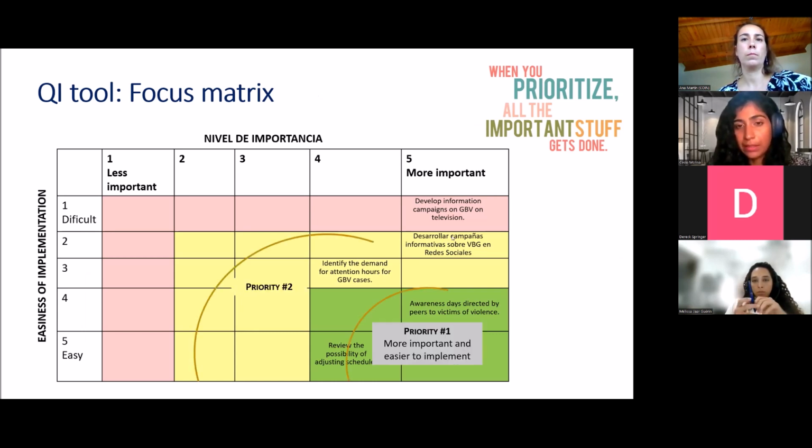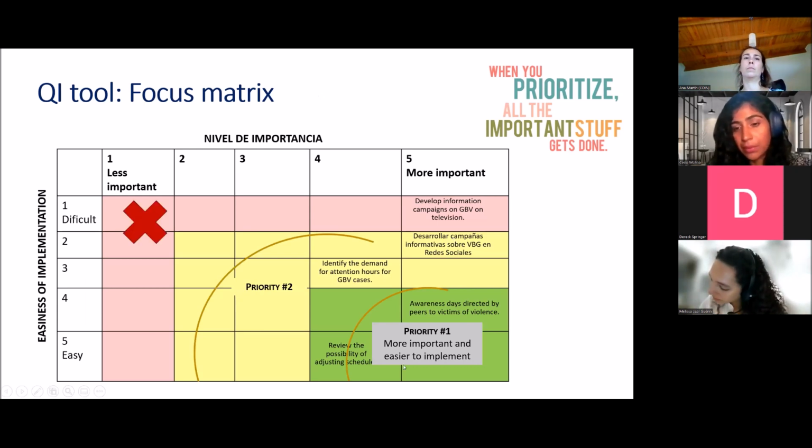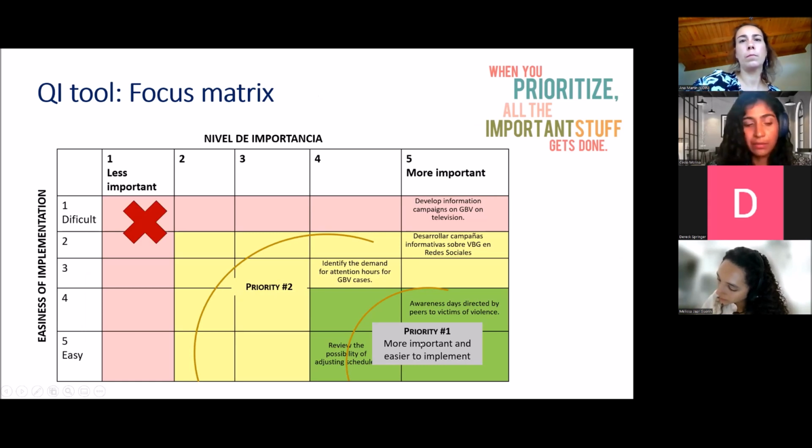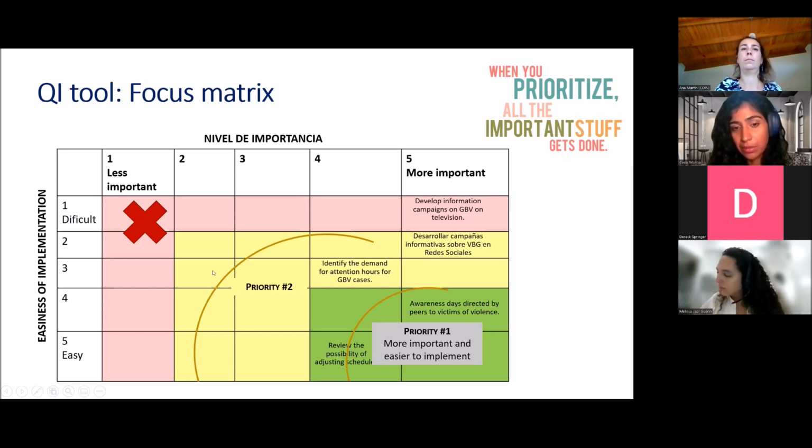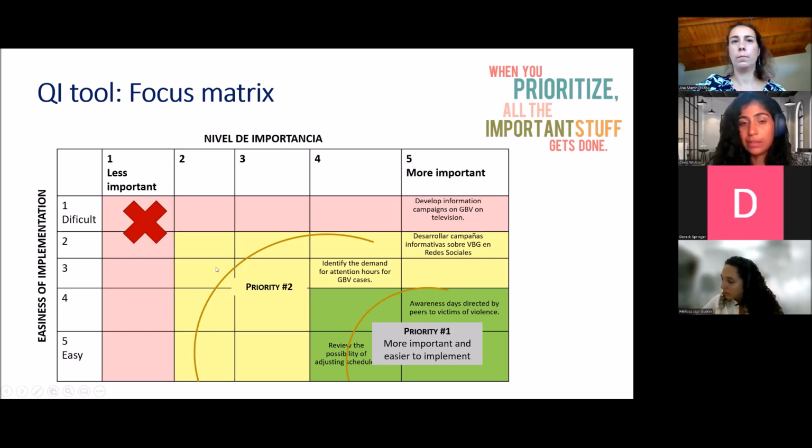Entonces, al final, esta matriz lo que nos dice es que prioricemos trabajar con aquellas actividades que son más importantes para el proyecto y a la vez más fáciles de implementar. Y luego continuemos con las actividades priorizadas como número 2, que están aquí en color amarillo, en el nivel intermedio, y las demás, que podrían estar en rojo, a consideración del equipo, pero se recomienda empezar por esta parte.